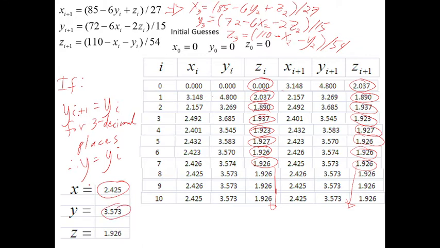Okay, then if zi plus 1 equals zi for 3 decimal places, therefore z equals zi. Okay, there. So 1.926. Okay, any question?